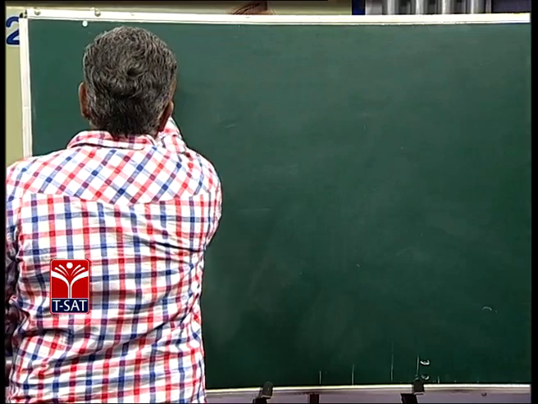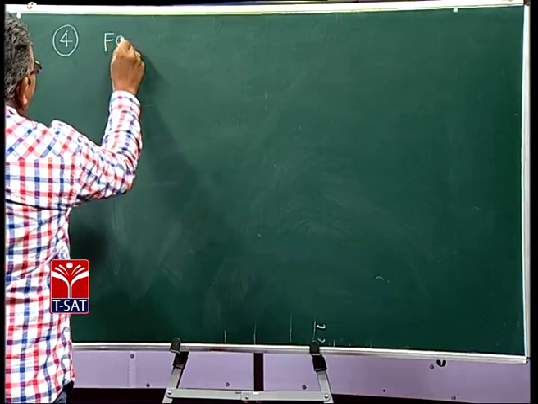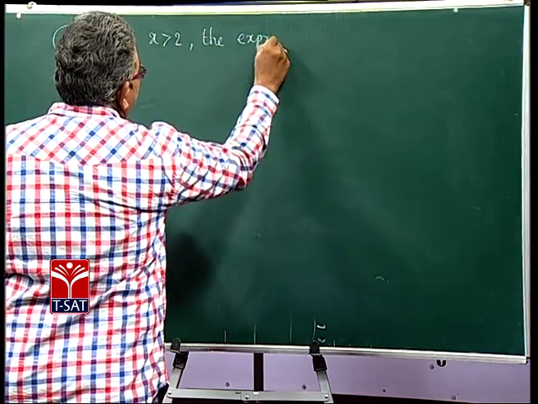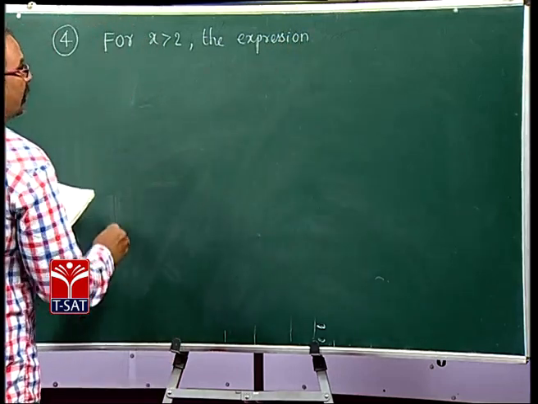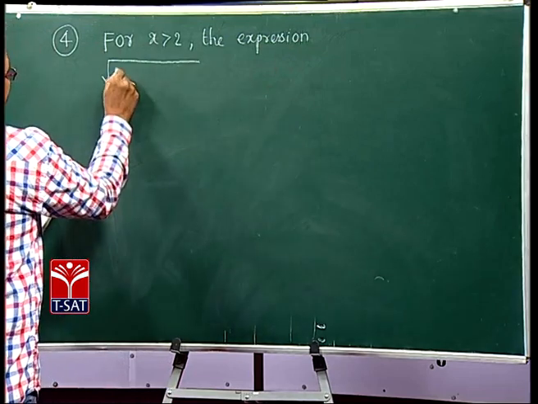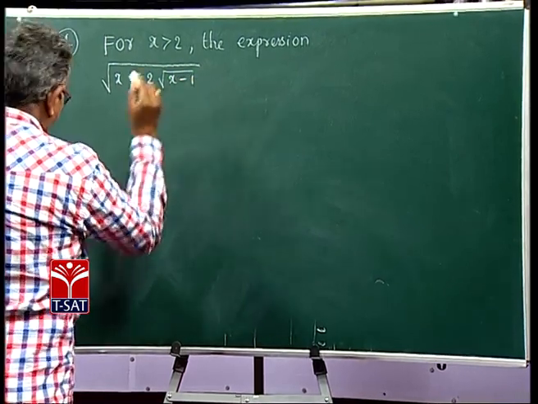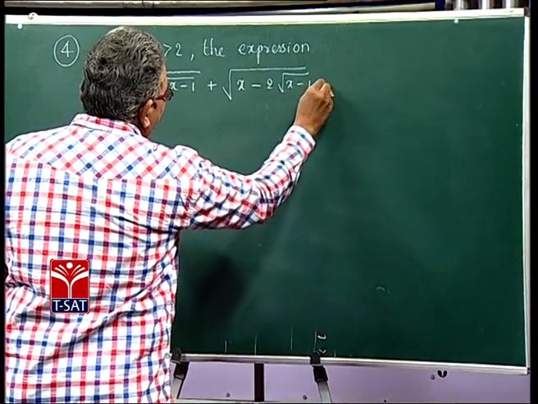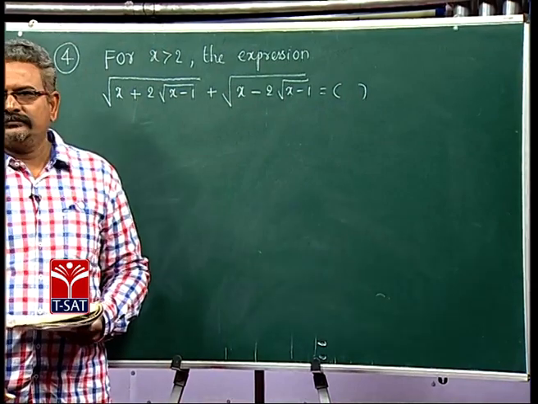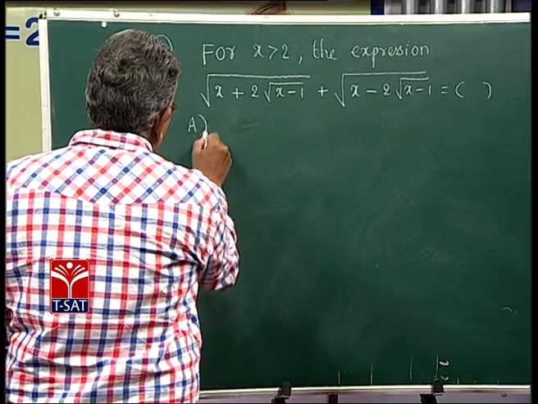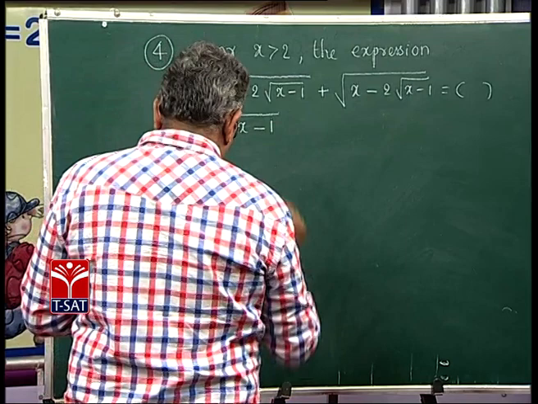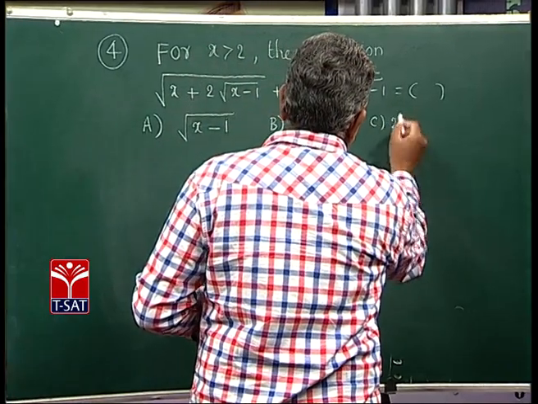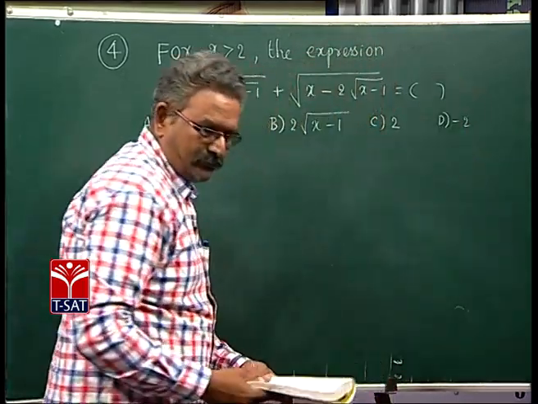Next, fourth problem. For x greater than 2, the expression root over x plus 2 root of x minus 1 plus root over x minus 2 root of x minus 1 is equal to: A, root of x minus 1; B, 2 root of x minus 1; C, 2; D, minus 2. So, this is the question.